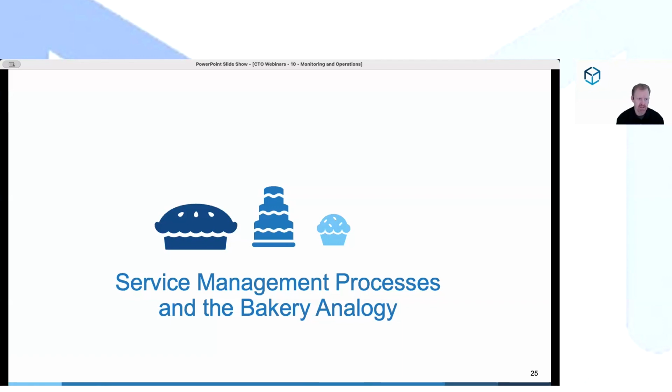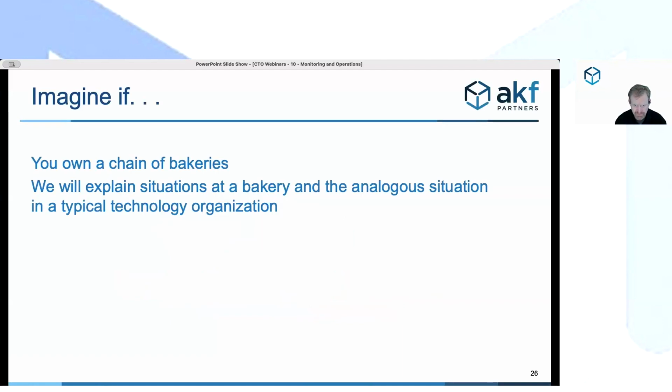We'll walk you through these concepts, and there are tools and a mix of tools that help you do this. But it's helpful for you to lead your team to really understand the operations of keeping your systems and services running at 4 nines, 3 nines, and hopefully you don't have anything you need to run at 2 nines. So the analogy we're going to use is you own a chain of bakeries, and we're going to bring up certain scenarios and situations and do the equivalent scenario in a technology organization.